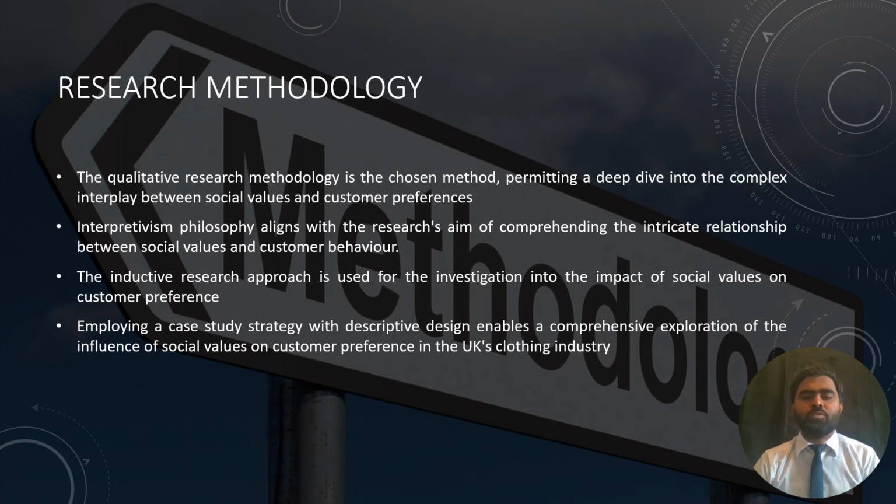The interpretivism philosophy corresponds with the study goal of understanding the complex interaction between social values and customer behavior, allowing for an in-depth exploration of underlying motivations and perceptions within the apparel business.